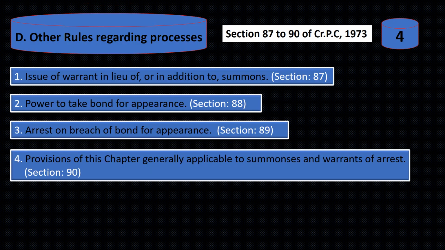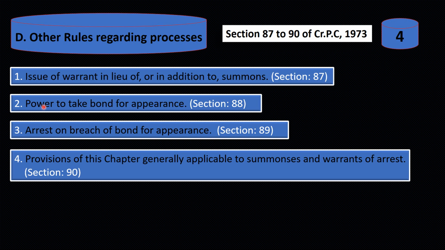With this, we come to the fourth and the last part of this chapter, other rules regarding processes, as given under sections 87 to 90 of Criminal Procedure Code 1973. Before I start this topic, let me remind you once again, this chapter is made to compel a person to appear before a court through summons, warrants, proclaiming him as a proclaimed offender, or attaching his property. And they all are given under section 61 to section 86.